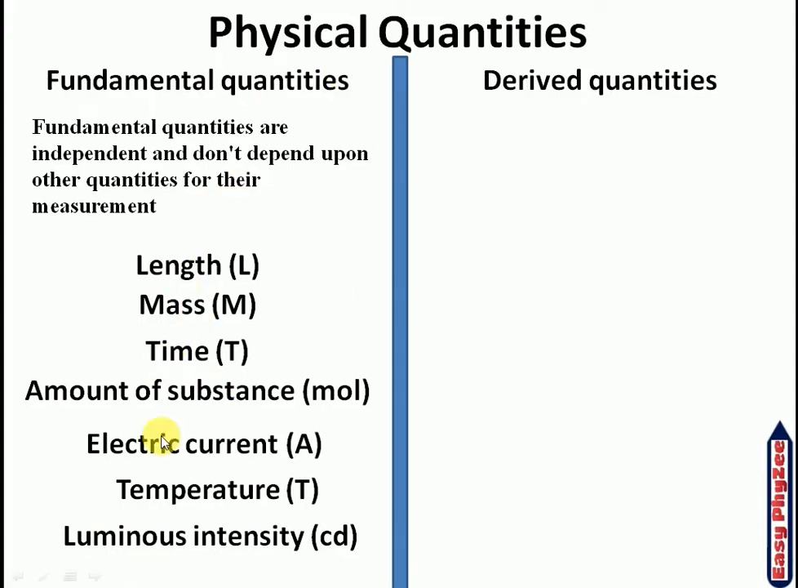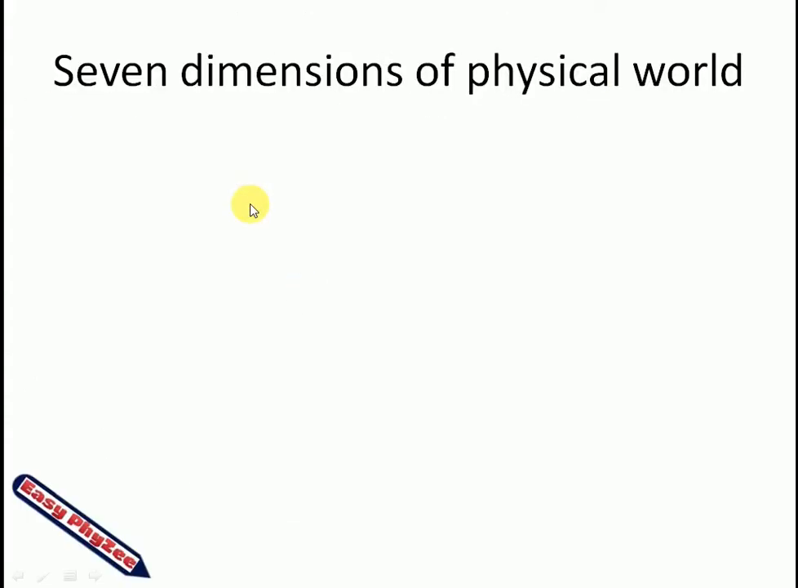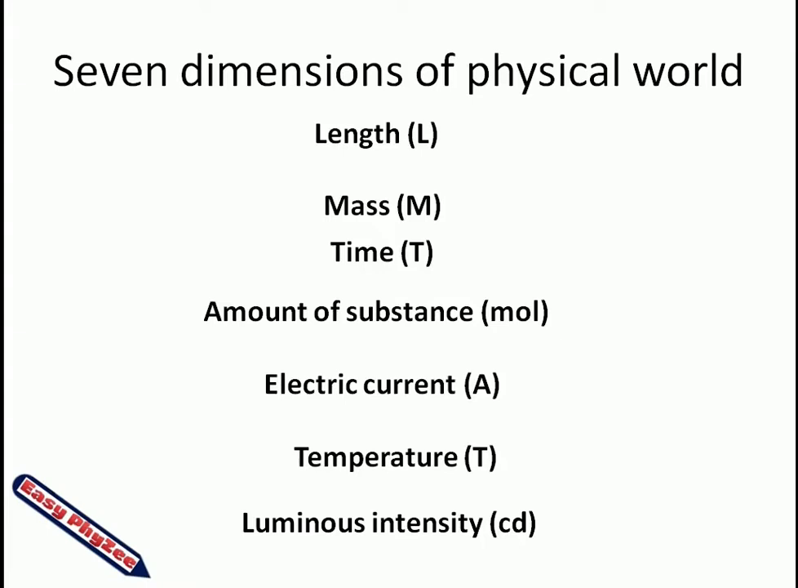These quantities cannot be further simplified, but derived quantities are those which depend on these basic quantities, like speed, force and work. So we can simplify these quantities into basic quantities. So there are two types of physical quantities. The 7 dimensions of the physical world are the fundamental quantities.